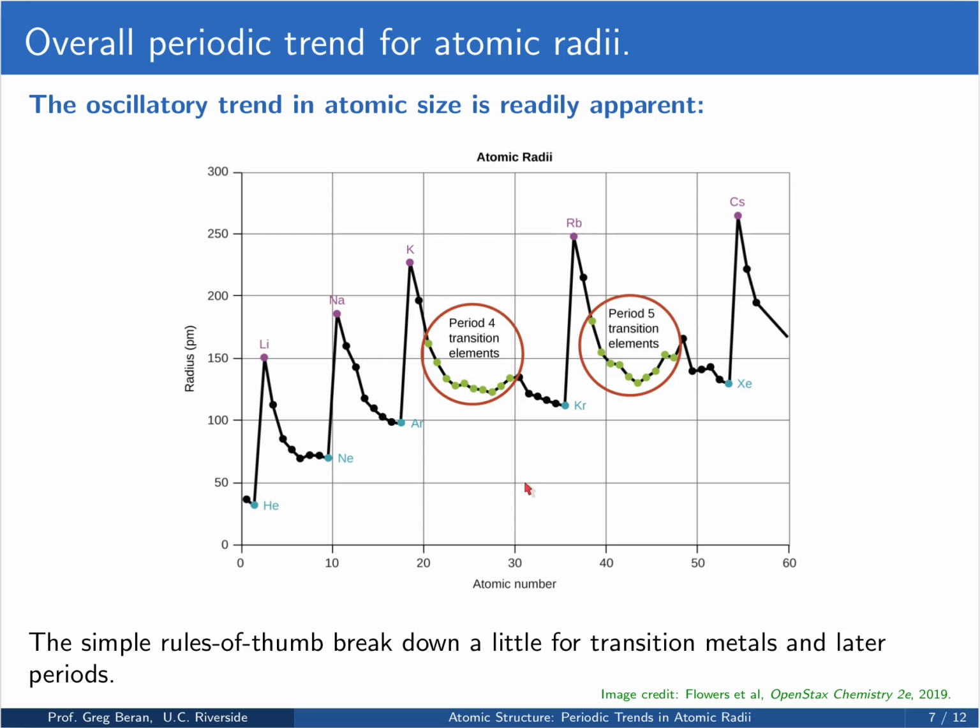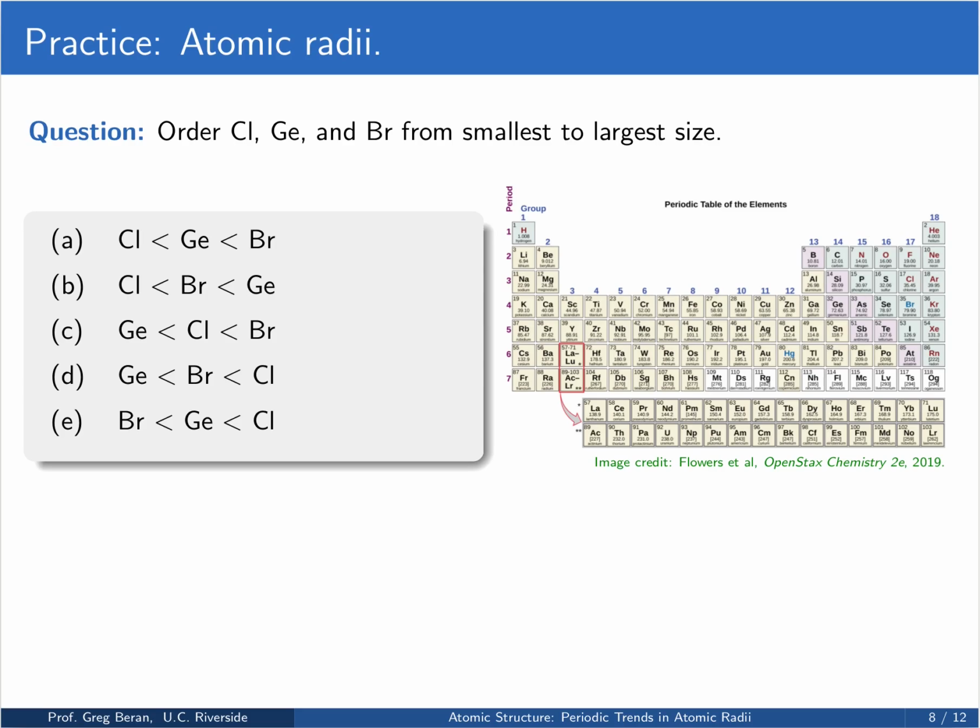Now, as we saw when we were talking about electron configurations, things get a little more complicated for systems such as transition metals. And so you'll notice the trends are still generally true, but there are a lot more subtleties associated with them. And these simple intuitive rules break down a little bit. Let's try a practice problem.